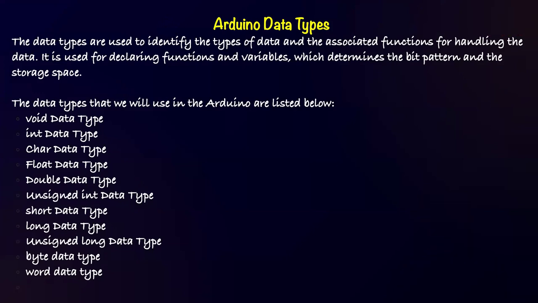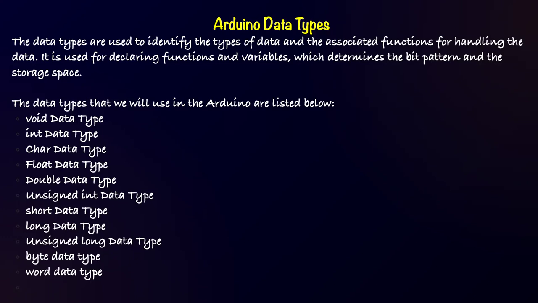So the data types are used to identify the types of data, of course, as the name suggests, and the associated functions for handling the data. Now, it is used for declaring functions and variables, which determines the bit pattern and the storage space. So what type of data you are using, that is what is being told over here. Now the data types that we will use in the Arduino are listed below.